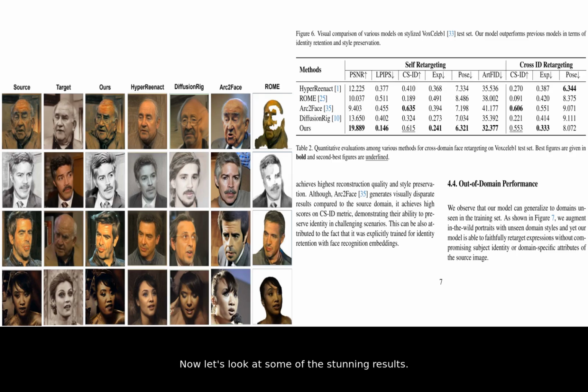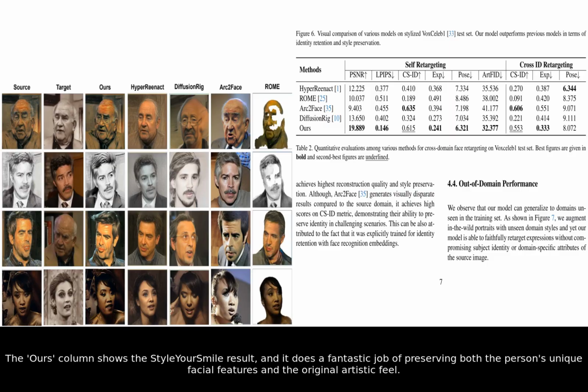Now, let's look at some of the stunning results. Here on page 7, you can see a comparison with other state-of-the-art methods. The source column is the original person's identity and style we want to keep. The target column shows the new expression and pose we want to copy. The results column shows the StyleYourSmile result, and it does a fantastic job of preserving both the person's unique facial features and the original artistic feel.